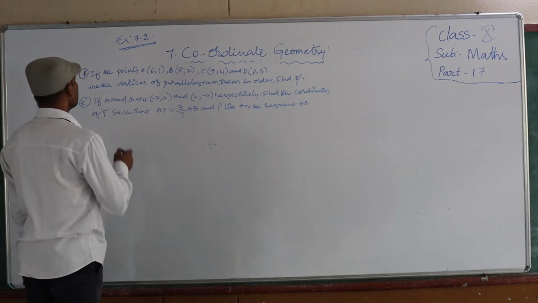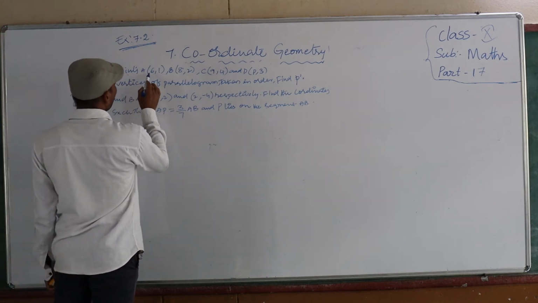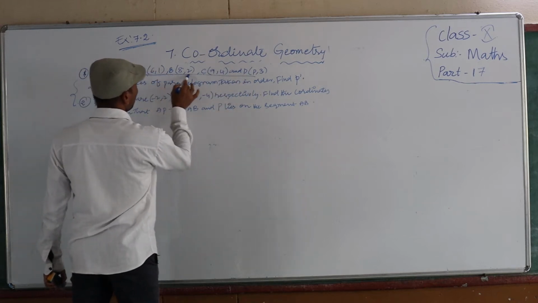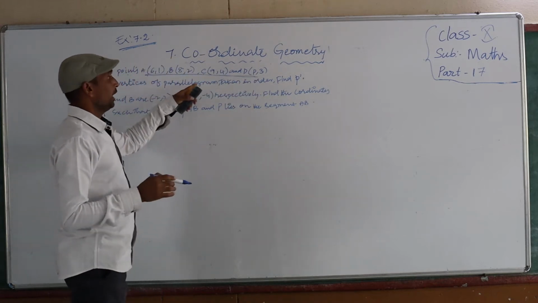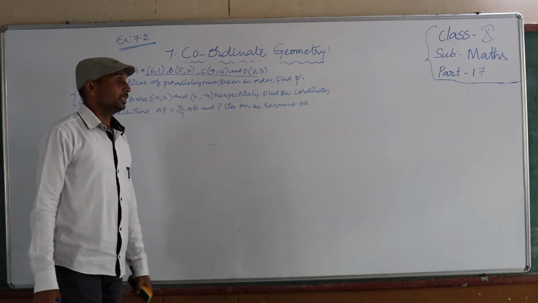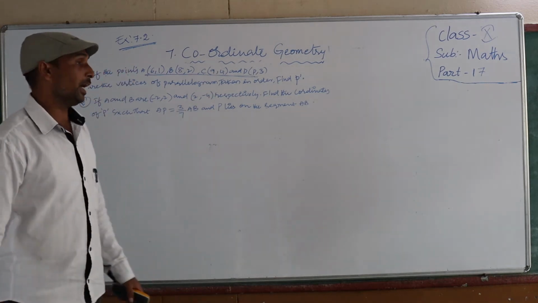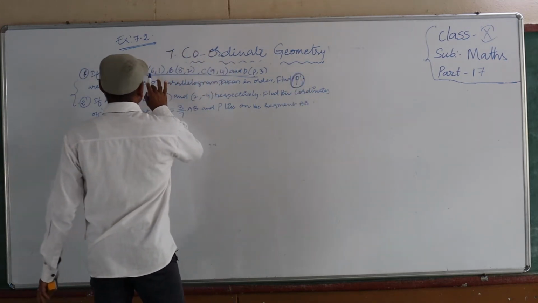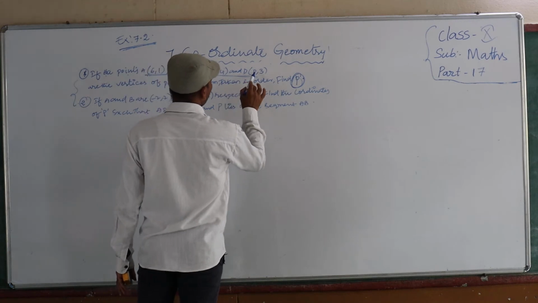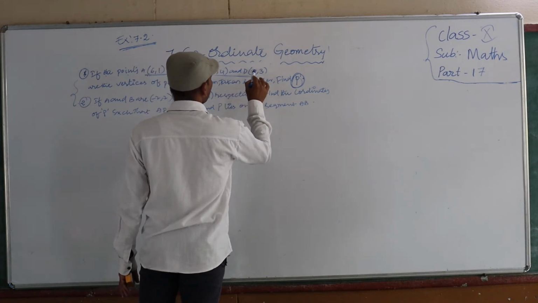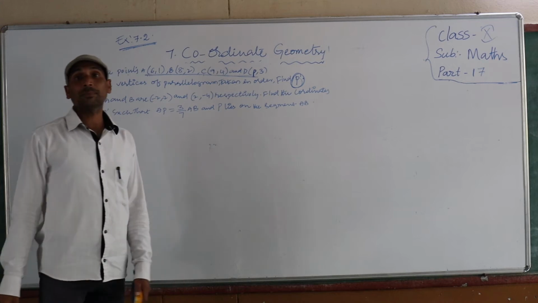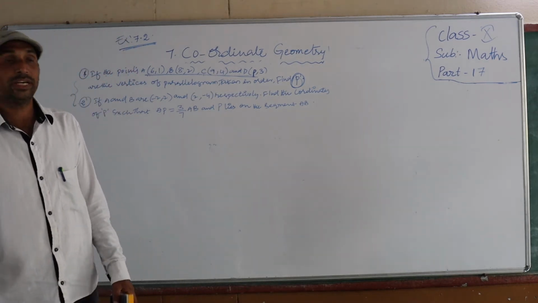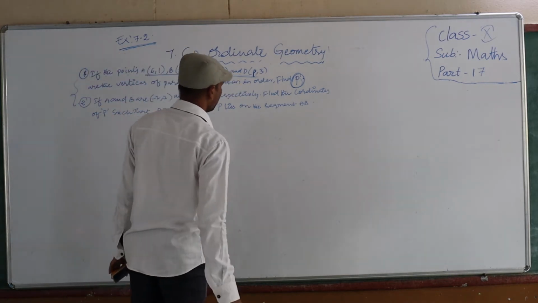See, the first question is, if the points A, B, C, D are the vertices of a parallelogram taken in order, find the value of P. Observe carefully, here this P value means in the point D, the x coordinate they are not giving, just a variable. So we should find out what that is.